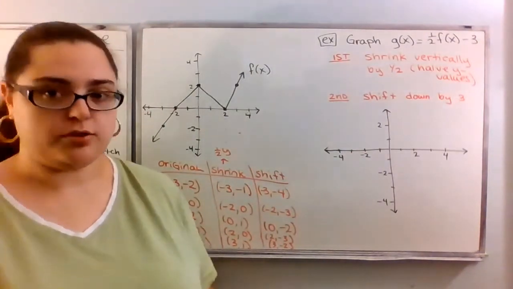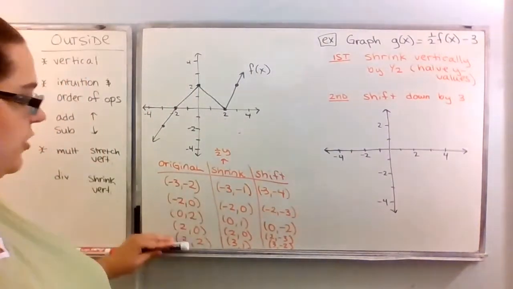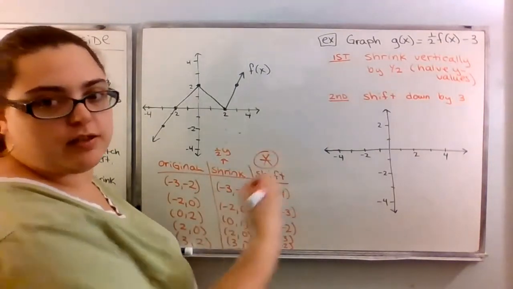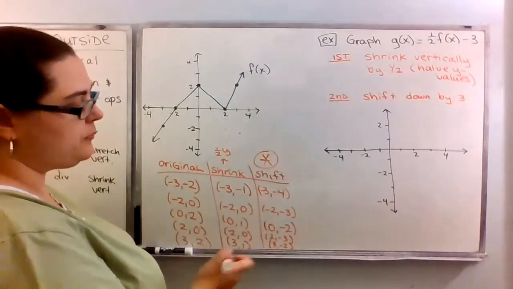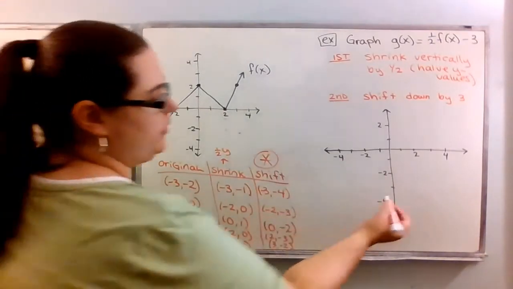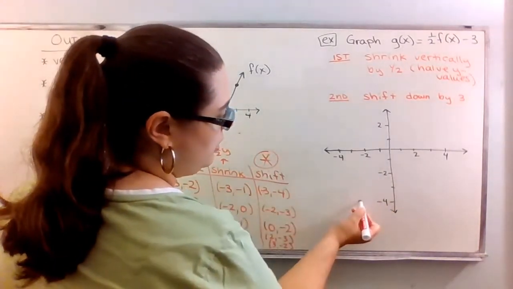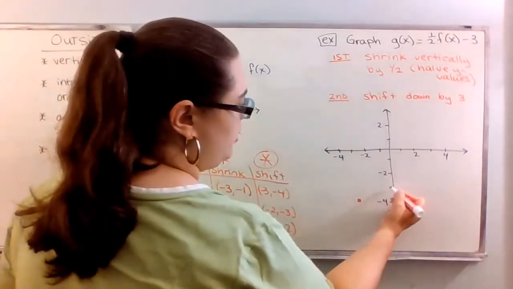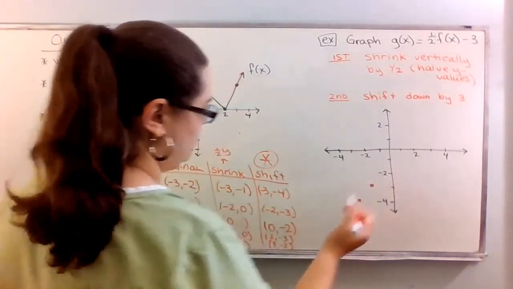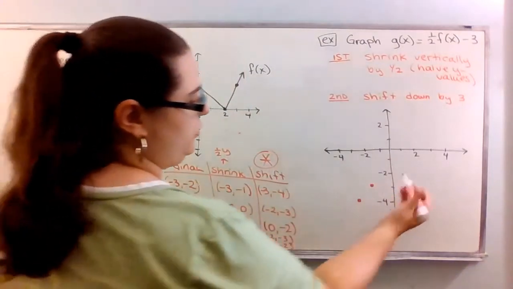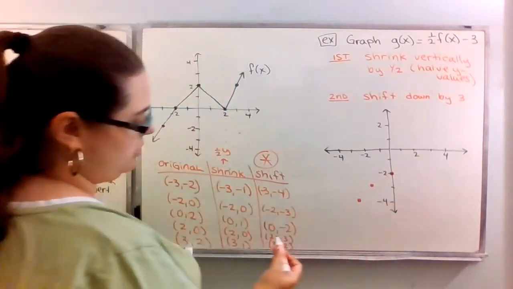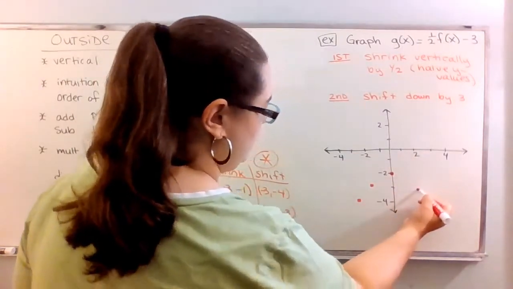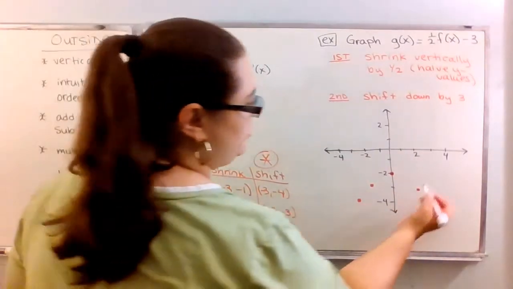And lastly, we're just going to plot those points that we found. This is what we're graphing, that final column, because that's the final transformation that took place. So we're going to graph -3, -4, all the way down here. -2, -3. 0, -2. 2, -3. And 3, -2.